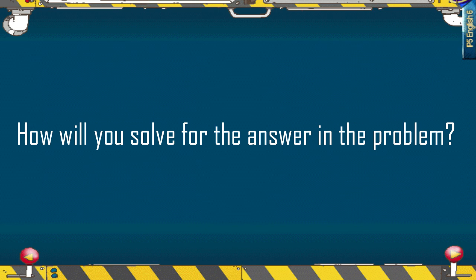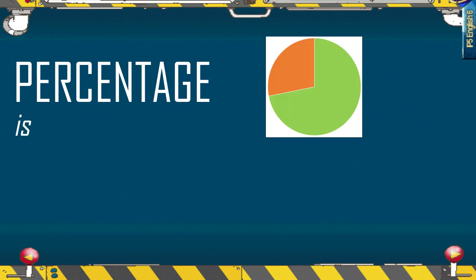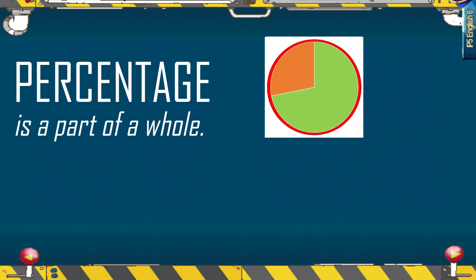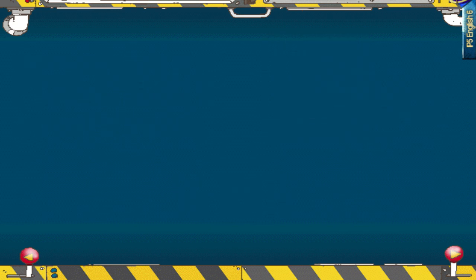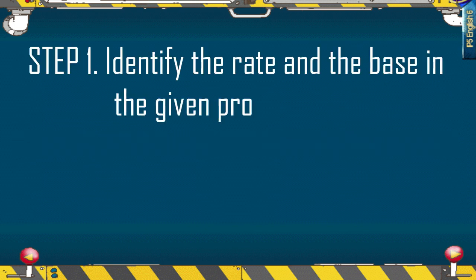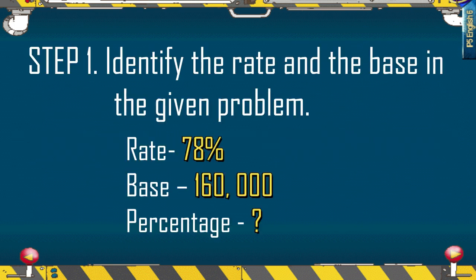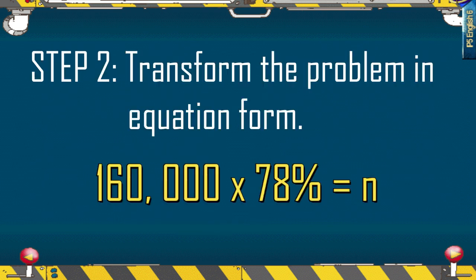The given problem is an example of a problem on percentage. Remember, percentage is a part of a whole. That whole or total is the base, while the number with percent symbol is the rate. Here are the steps in analyzing and solving word problems in percentage. Step 1. Identify the rate and the base in the given problem. Step 2. Transform the problem in equation form.